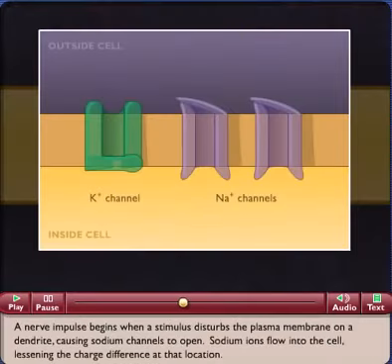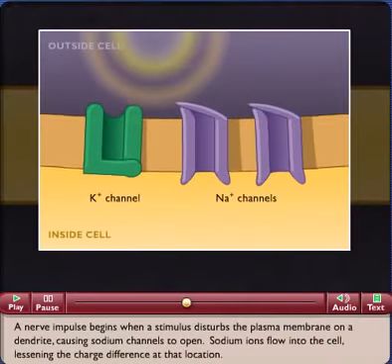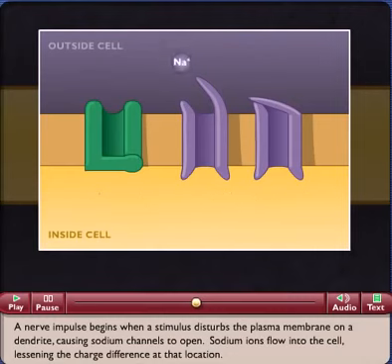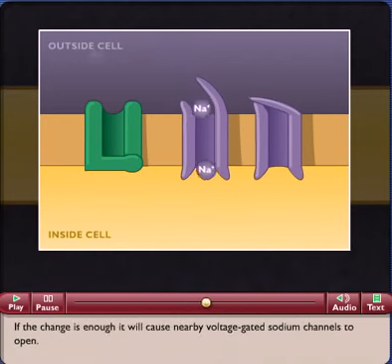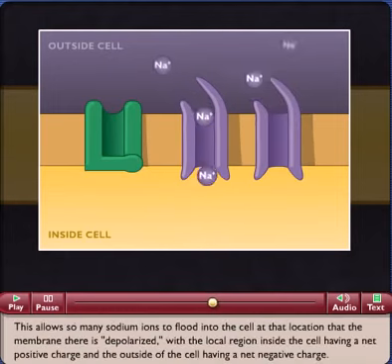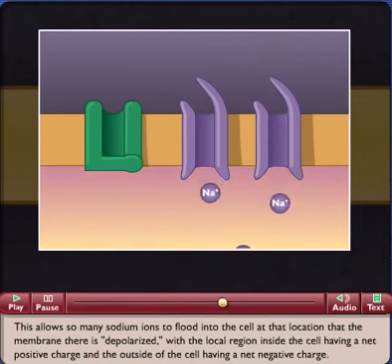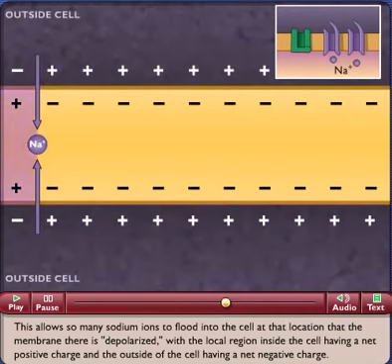A nerve impulse begins when a stimulus disturbs the plasma membrane on a dendrite, causing sodium channels to open. Sodium ions flow into the cell, lessening the charge difference at that location. If the change is enough, it will cause nearby voltage-gated sodium channels to open. This allows so many sodium ions to flood into the cell at that location that the membrane there is depolarized, with the local region inside the cell having a net positive charge and the outside of the cell having a net negative charge.